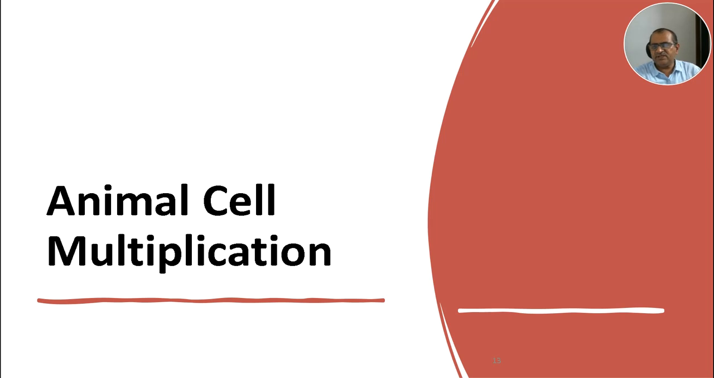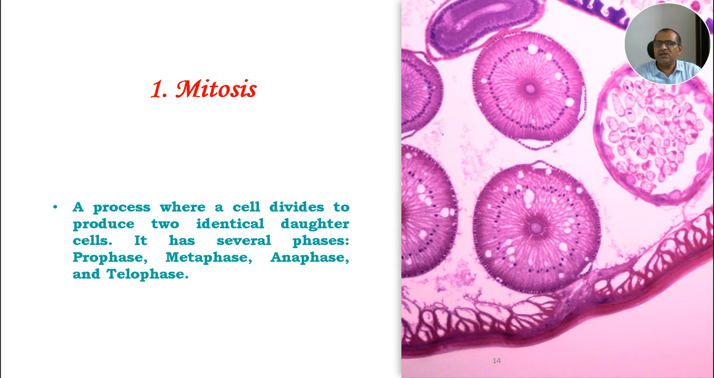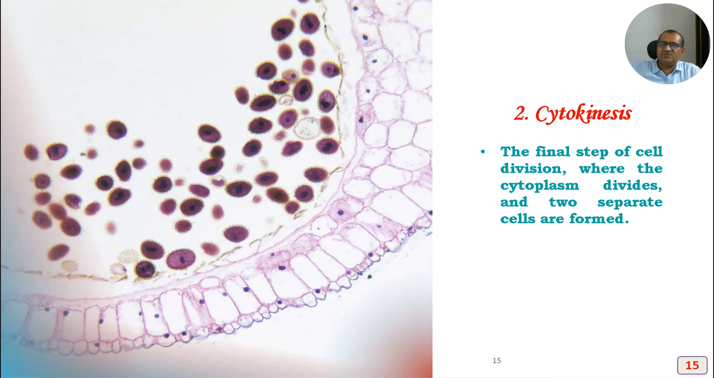Then coming to the animal cell multiplication, a lot of stages are there, and everyone knows how an animal cell or a plant cell always grows, and we will have the very basic things here. Firstly we will look into the mitosis. This is a process of cell division to produce two identical daughter cells, and it has several phases like prophase, metaphase, anaphase, and telophase. So these are the four phases.